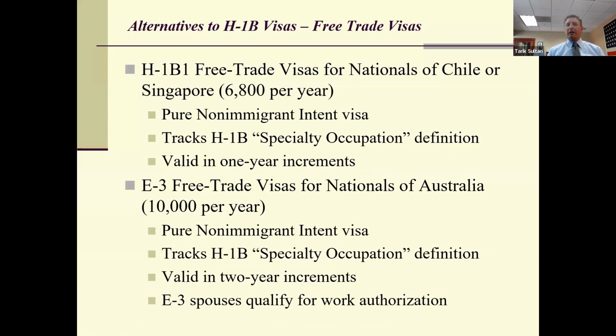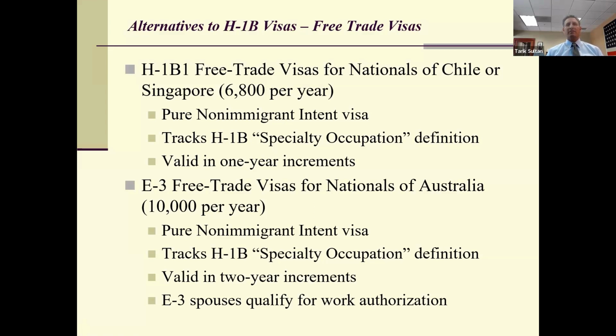It's valid in 1-year increments. It does not have a limit. So you can get 1-year H-1B1s indefinitely. You just have to keep renewing them each year. And the requirements are the same as the H-1B, meaning it has to be a job that customarily requires a bachelor's or higher degree, and the worker has the degree in that specific field or in a closely related field.